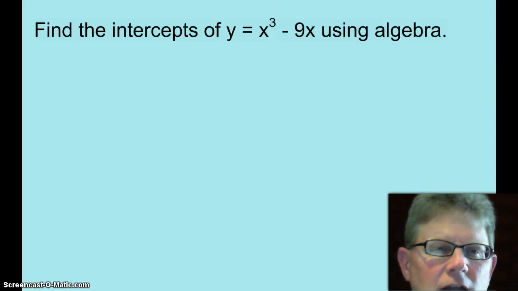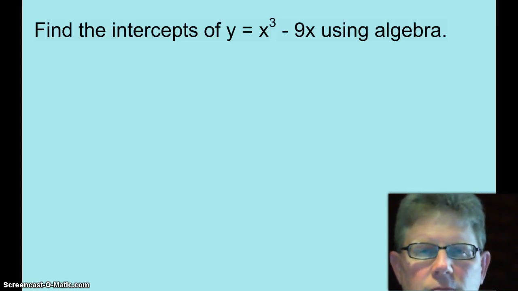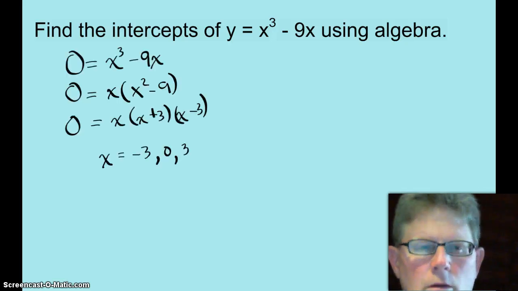Okay, finding intercepts of y equals x cubed minus 9x. Hey, that looks really familiar. But this time we're going to use algebra to find it. So to find the x-intercepts, set y equal to 0 and solve for x. Alright, I'll let you do that right now. Pause and get to work.